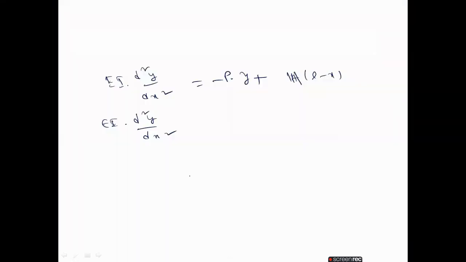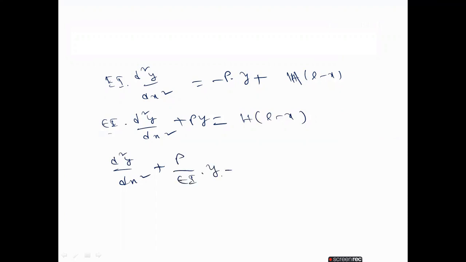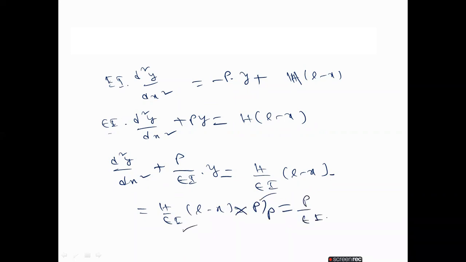internet interruption. Yeah. So EI into d square y by dx square plus Py equal to H into L minus x. Then the next step is, if I divide this one with EI, d square y by dx square plus P by EI into y equal to H by EI into L minus x. Now H by EI into L minus x, multiply with P by P. Then we will get like this, P by EI taken separately, so you will get H into L minus x by P.